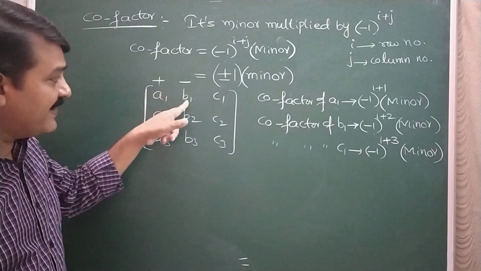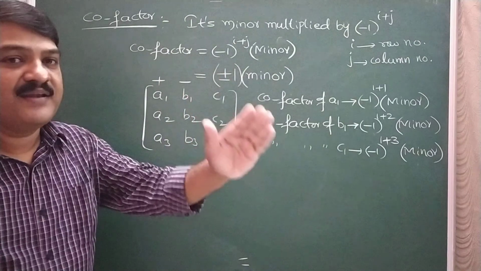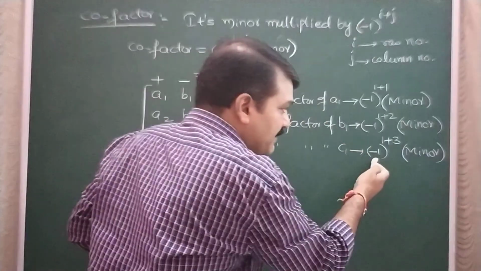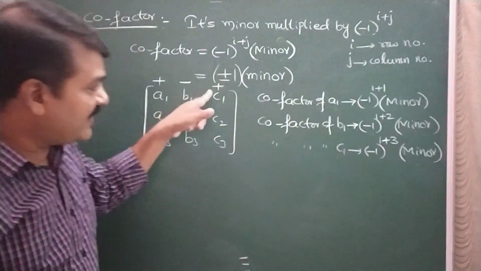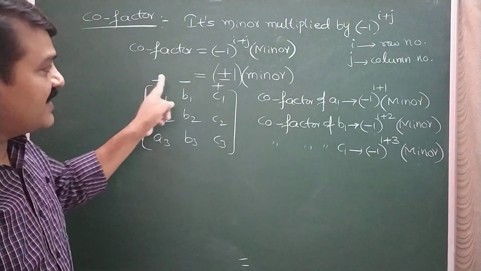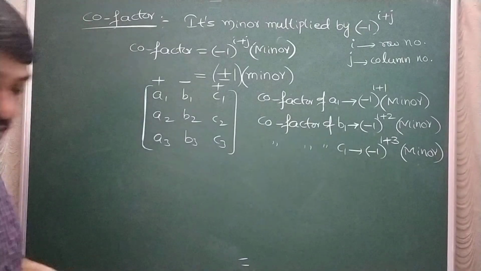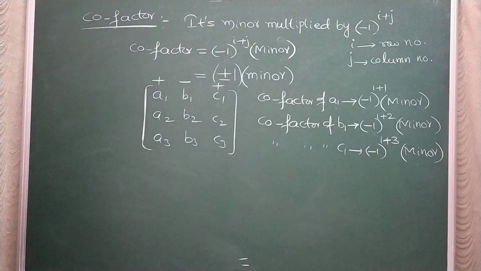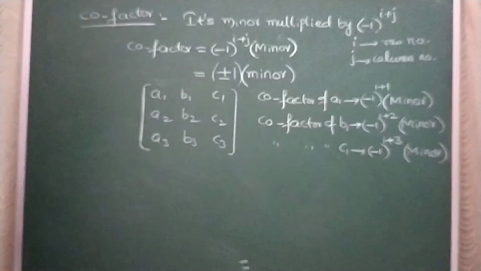That means if you want the cofactor of B1, first you put a minus sign and then write the minor, that's all. Cofactor of C1, you are getting plus 1 into minor. So write a plus sign, which indicates the cofactor of C1 is the same as the minor of C1. So if you can remember the signs, cofactor and minor both are the same. Now how to remember the signs? I will tell a simple technique here.